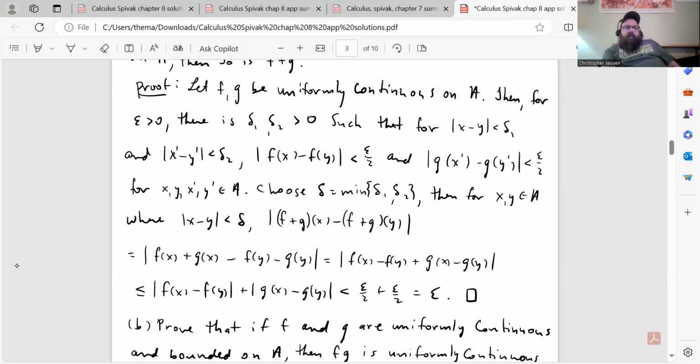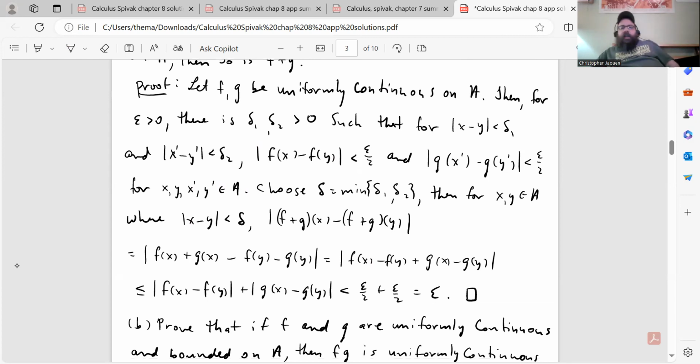Here's the proof. Let f and g be uniformly continuous on A, then for epsilon greater than 0, there's delta 1, delta 2 greater than 0, such that for x minus y in absolute value less than delta 1, and x prime minus y prime in absolute value less than delta 2, absolute value f of x minus f of y less than epsilon over 2, and g of x prime minus g of y prime in absolute value less than epsilon over 2 for x, y, x prime, y prime in A. Then choose delta to be the minimum of delta 1, delta 2.